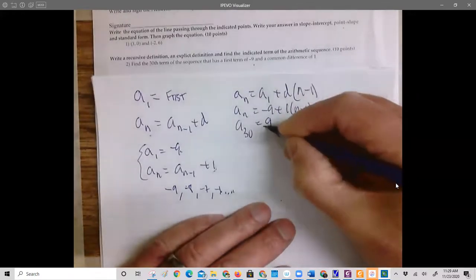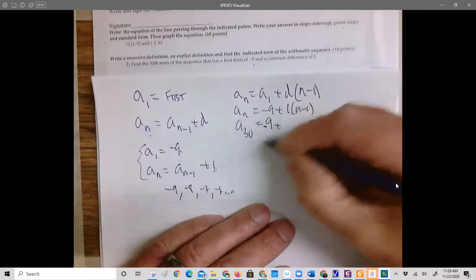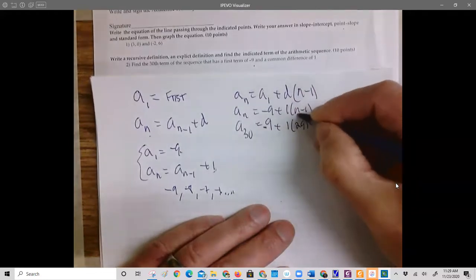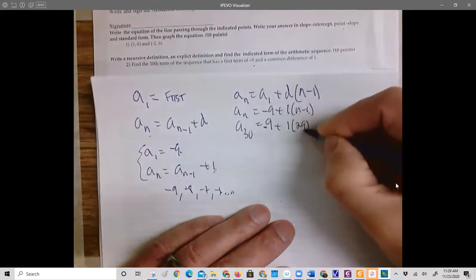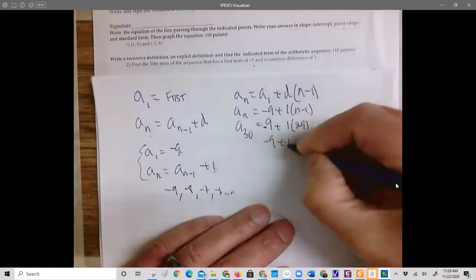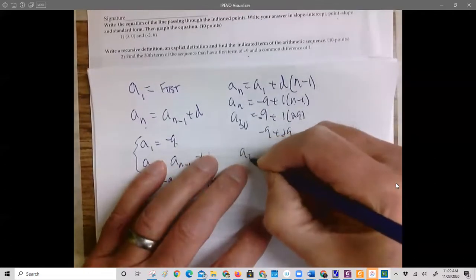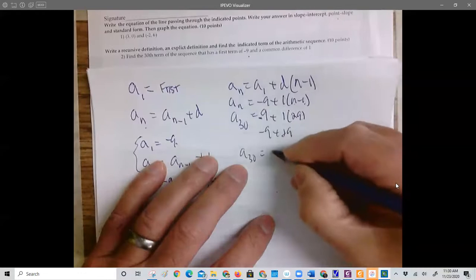So if a sub 1 is -9, and I'm looking for the 30th term, isn't that just going to be 29? Because 30 minus 1 is 29. And so that'll be -9 plus 29, because 1 times 29 is 29. So a sub 30 works out to be 20 in this case.